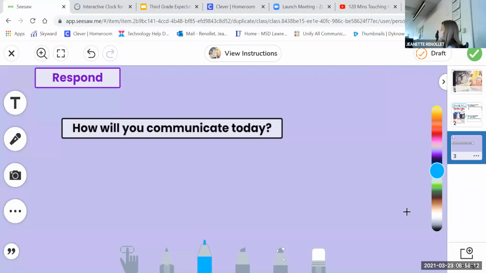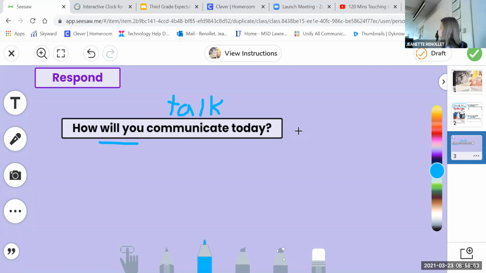On slide 3, it asks you a question about the future. It says, how will you communicate today? Remember, communicate means to talk and share your ideas. So think about today. If you are working with a partner, if you have an idea of what to play at recess, how are you going to communicate? How are you going to share your ideas today? I want to see your plan for respectful communication.